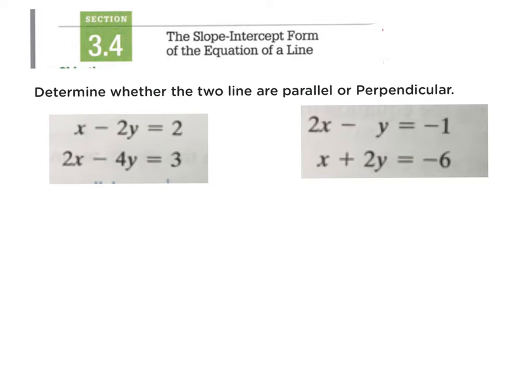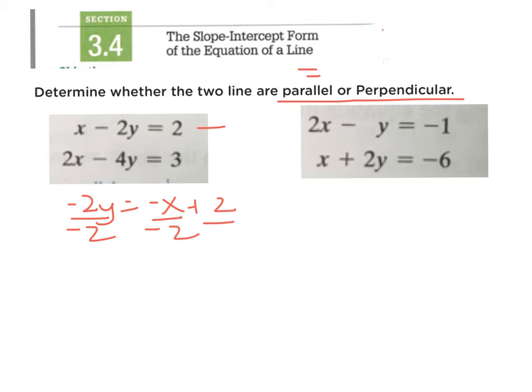To determine parallel or perpendicular lines, we need to see if the slopes are equal or opposite. So I'm going to have to find the slope of each of these. So I'm going to move my x over, so it's a negative 2y equals a negative x plus 2. So I just move the x over in the first equation, and then I have to divide everything by negative 2. When I divide everything by negative 2, I end up with y being 1/2 x minus 1. So I have 1/2 as my slope.